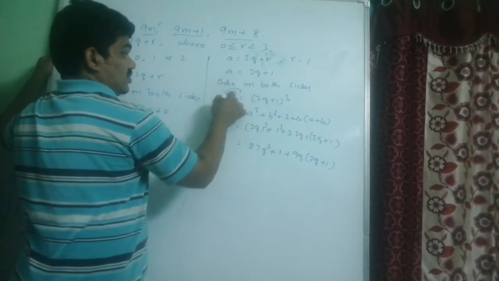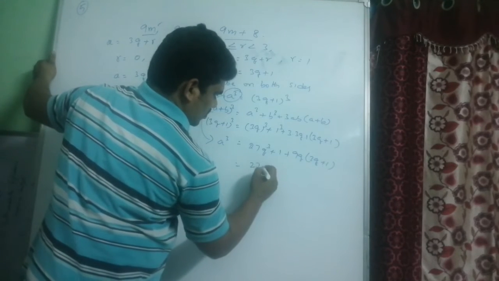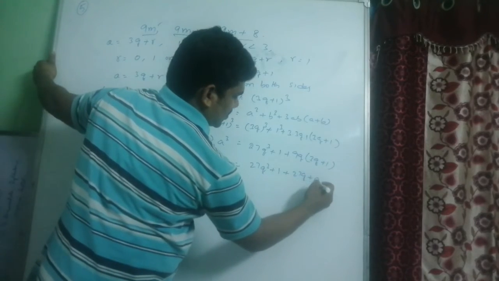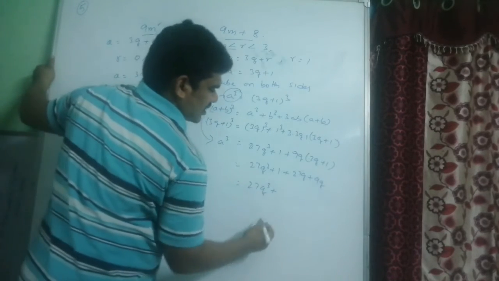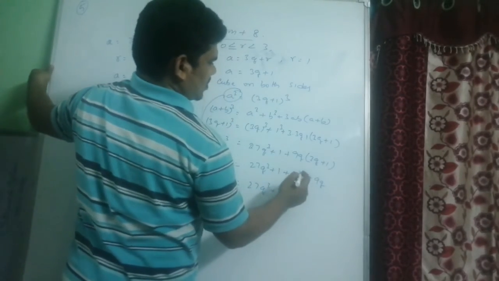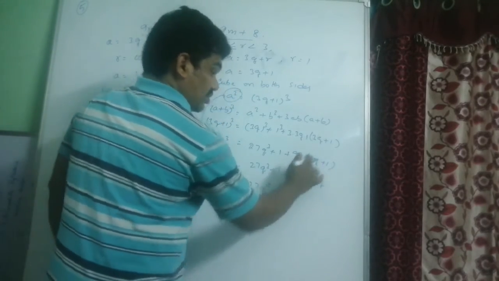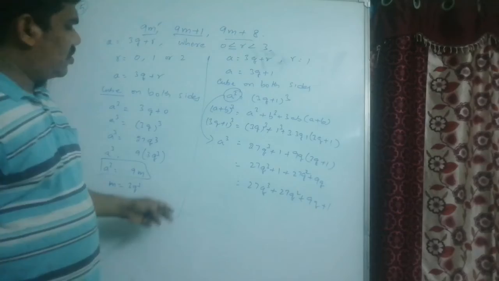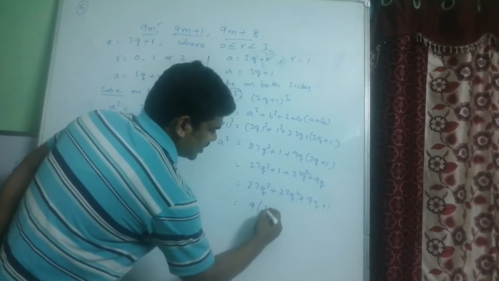So these are all we have to take for this one, right? This one, guys, don't confuse. So 27 q cube plus 27 q square plus 9q plus 1. So we have to prove 9m plus 1. 9m plus 1 we have to prove. So we have to take 9 as a common.